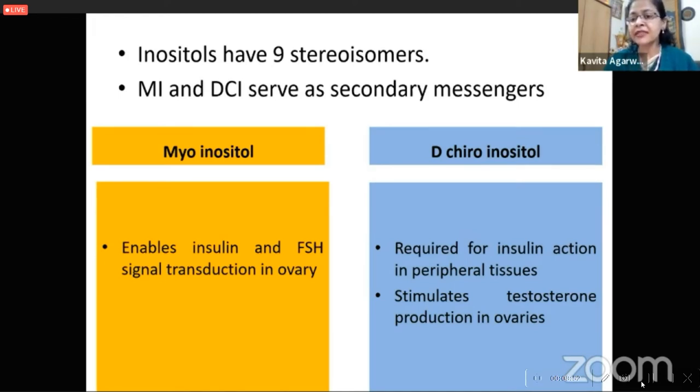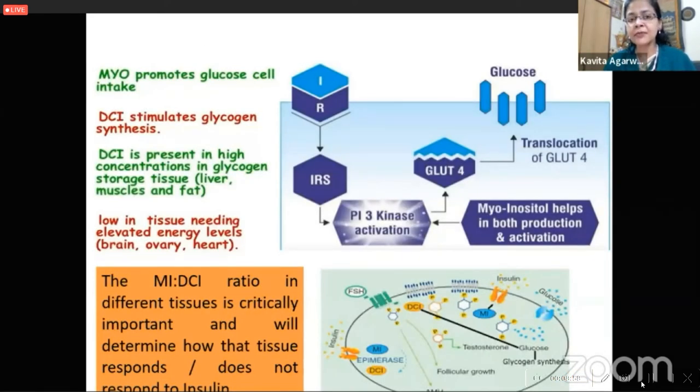And in the ovaries, it stimulates testosterone production. Myoinositol promotes glucose cell uptake because it leads to the production and activation of PI3 kinase, which will activate GLUT4 and lead to glucose cell uptake. So this is the action of MI. Whereas DCI acts in the peripheral tissues, where it acts as a second messenger. It will be present in high concentrations in the glycogen storage tissues, that is liver, muscle, and fat, and it will be low in tissues needing elevated energy levels, like the ovary.